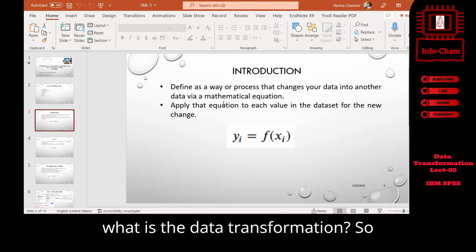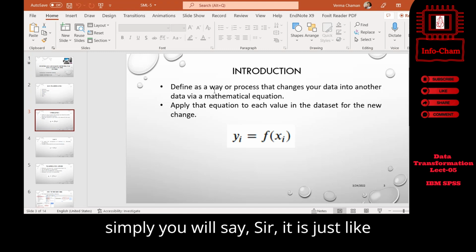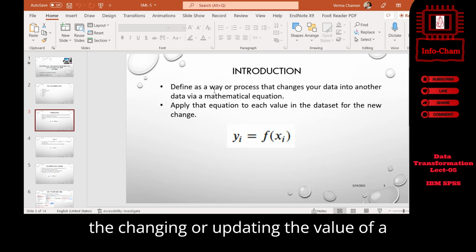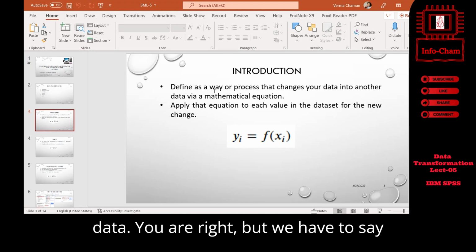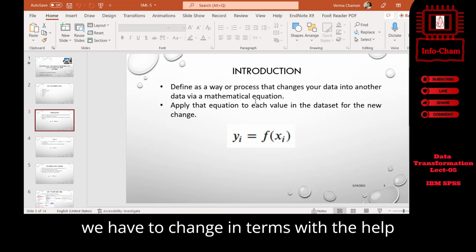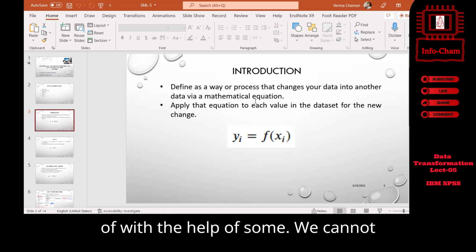So what is data transformation? Simply, you will say, sir, it is just changing or updating the value of data. You are right, but we have to change it with the help of some method. We cannot change the data arbitrarily.